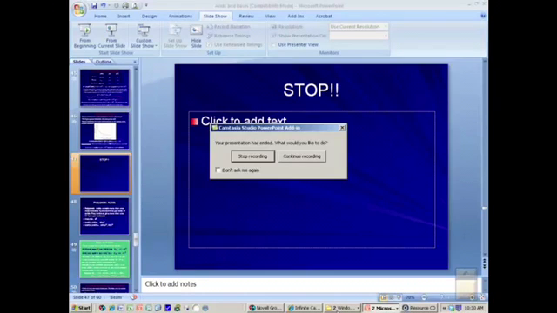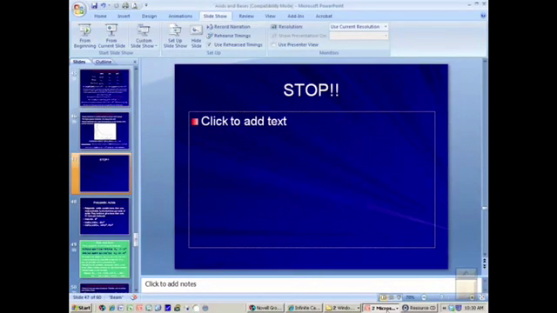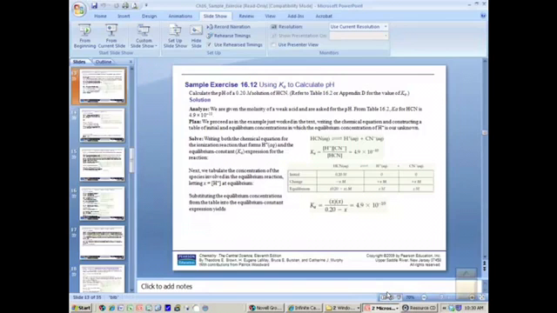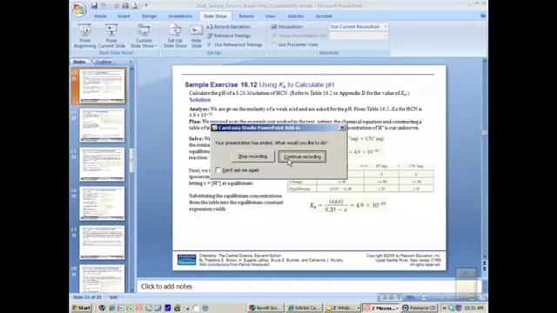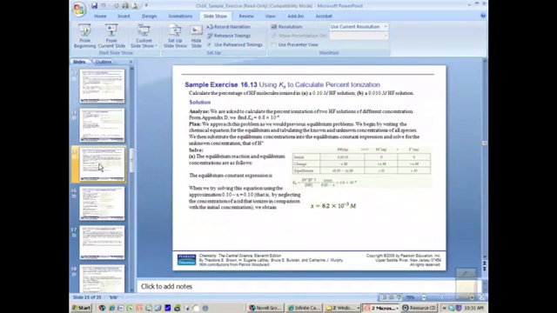Okay, I'm going to show you some more examples on a different PowerPoint here. Okay, so basically this is the same example that you saw on my PowerPoint. Hold on, actually, we're going to go down a little bit. Here we go. Let's do this guy. This is sample exercise 16.13. You'll find this on page 687.